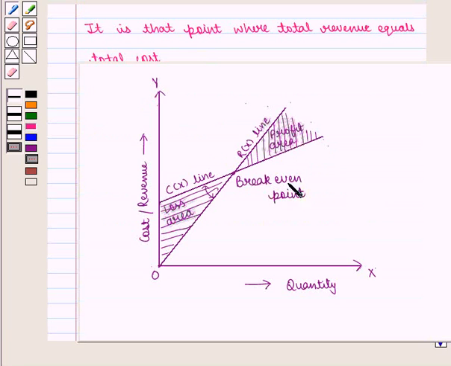Graphically, break-even point is the point of intersection of the revenue curve and the cost curve. Before the break-even point, a company faces loss. At the break-even point, a company begins to earn a profit. Therefore, this area is called loss area, and the area after the break-even point is called the profit area.